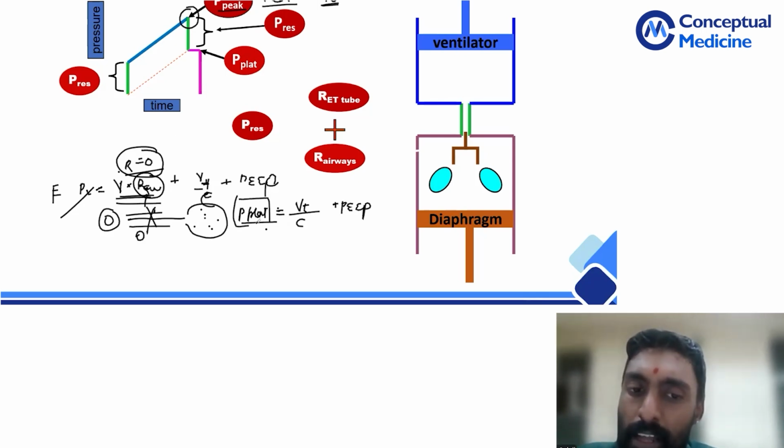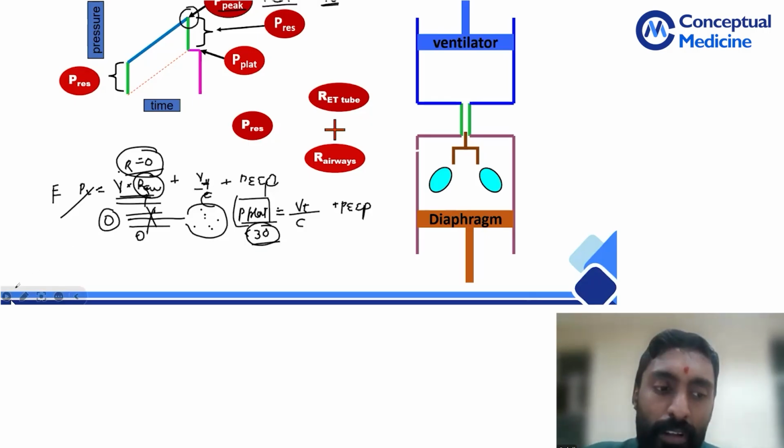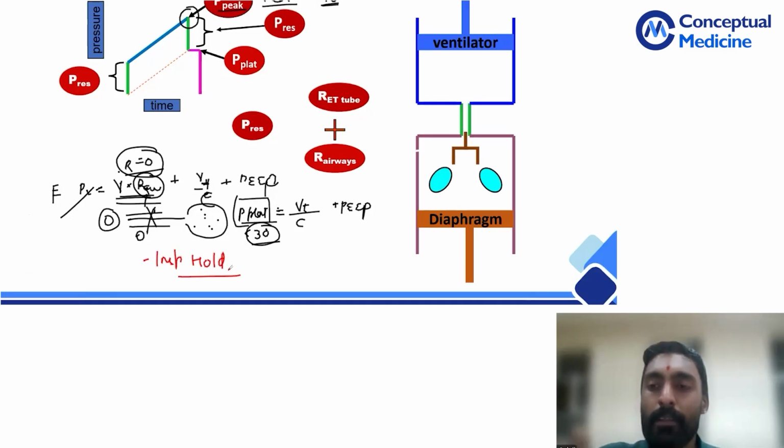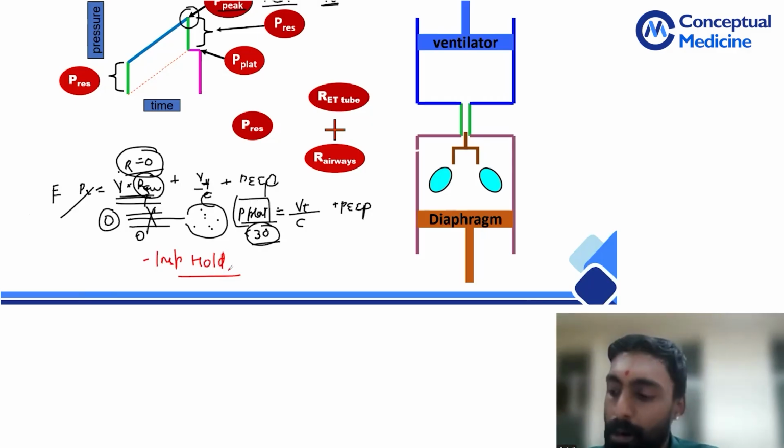So we have seen in the ARDS section that the plateau pressure has to be less than 30. Extremely important. So how will you calculate this plateau pressure? On the ventilator, you will do something called an inspiratory hold. What I mean by that is, I just press that inspiratory hold button.